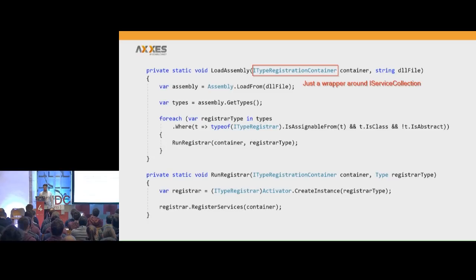Now, these type registrars are really not that hard to do. What I did there is I have an interface for a type registration container. It's basically a wrapper around the service collection of ASP.NET Core. I will just load all the DLLs, see if there are implementations of the ITypeRegistrar in there, and then I will instantiate it using reflection with CreateInstance, and I will run that code. This is not hard to do, but this is your assembly scan at startup from the project.